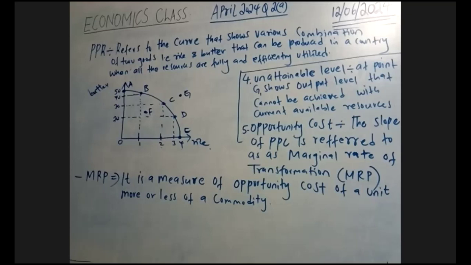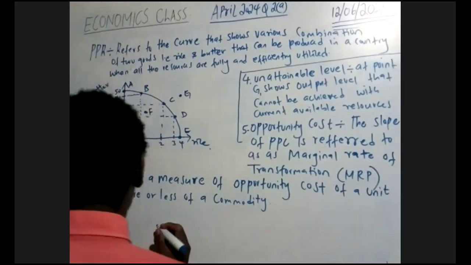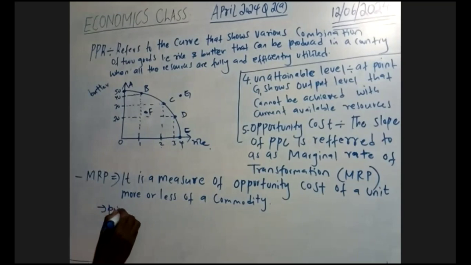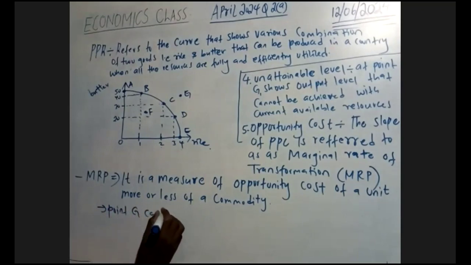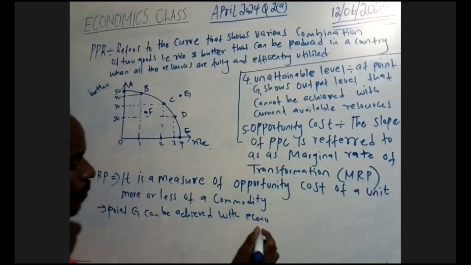And then you can also talk about the opportunity cost. We have said opportunity cost under PPC is the slope of the PPC, and it's the measure of the opportunity cost of a unit of a commodity. And remember, you can also add this point if you want: point G can only be achieved with economic growth.